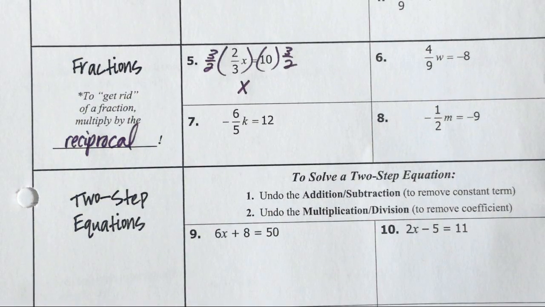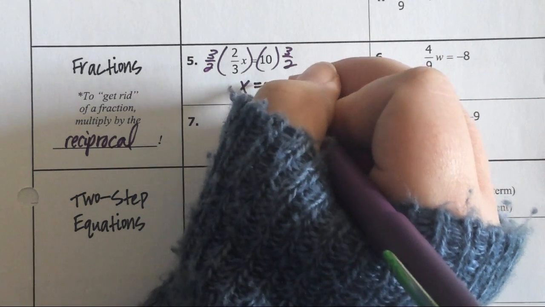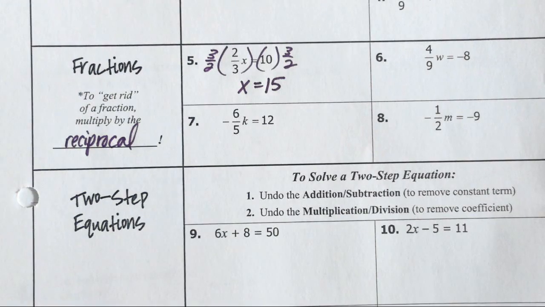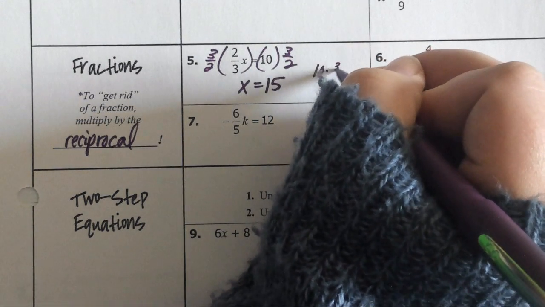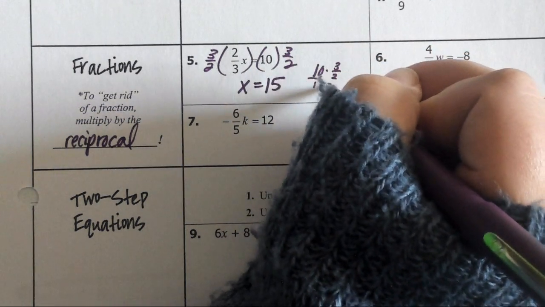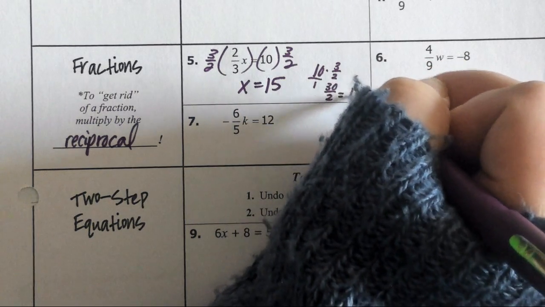Okay, so the whole reason we multiplied that is because the 3's cancel out on the left, the 2's cancel out on the left. We just have x equals, and then I need a number. 14. And Matthew's group can have a point. What? It's 30 over 2, which is 15. 10 times 3 over 2 would be 30 over 2, which is 15.